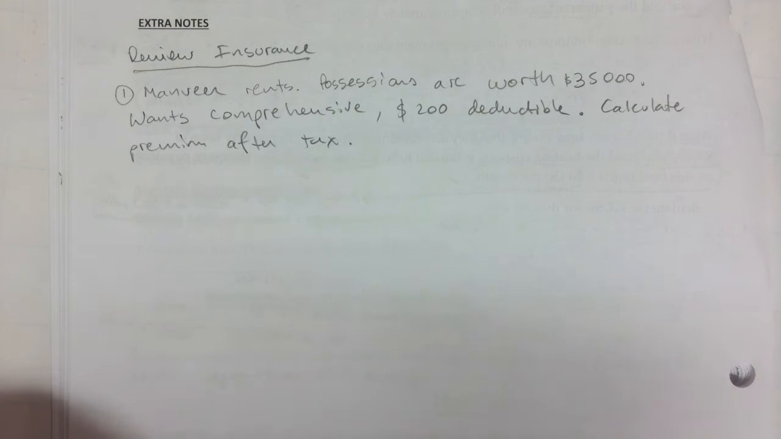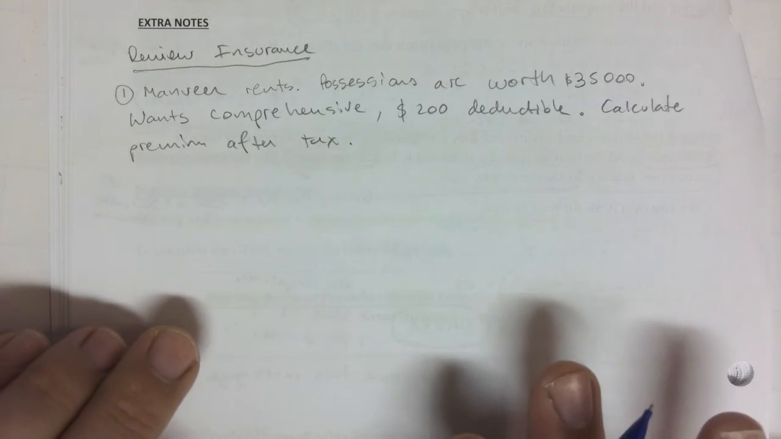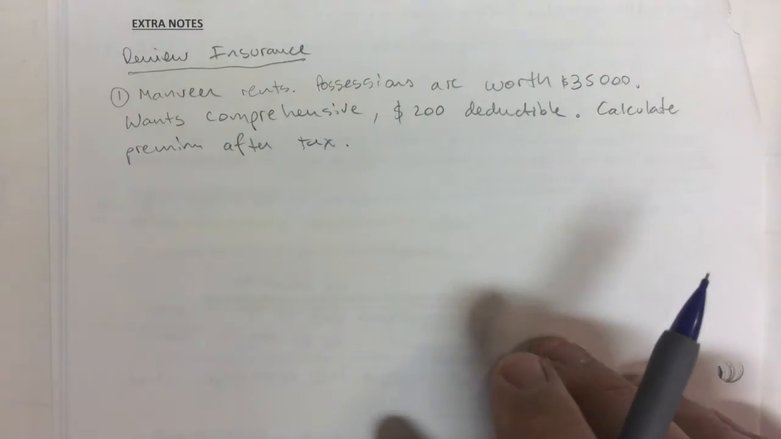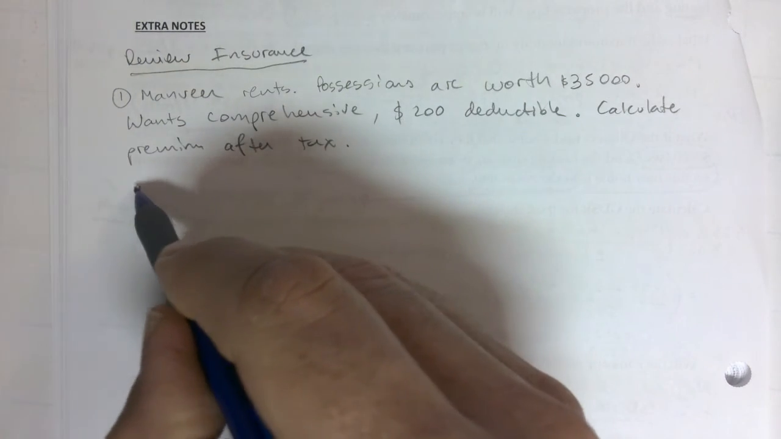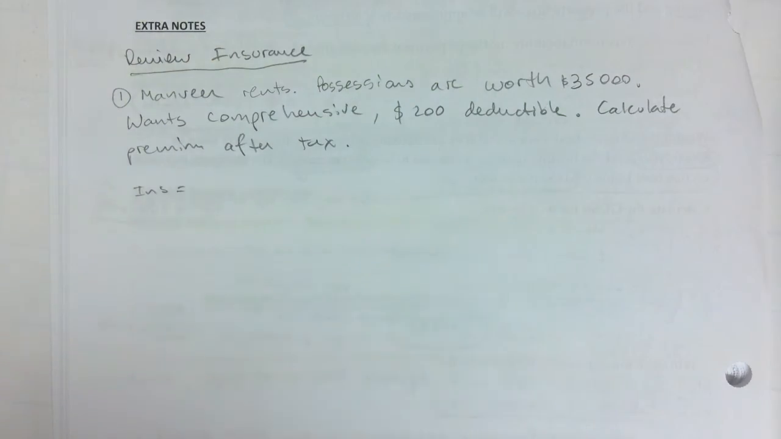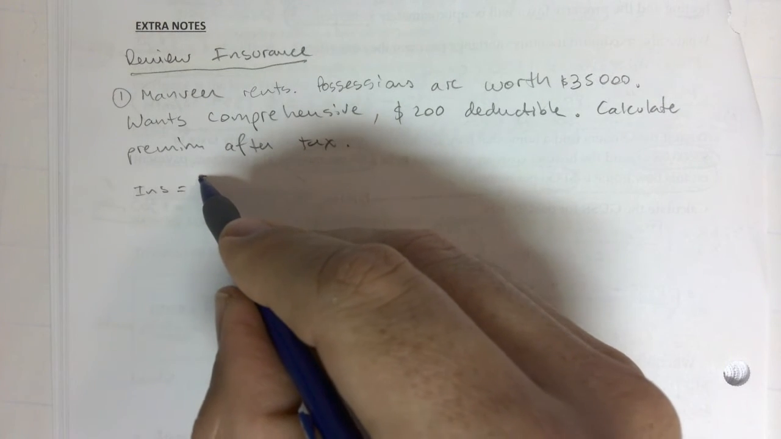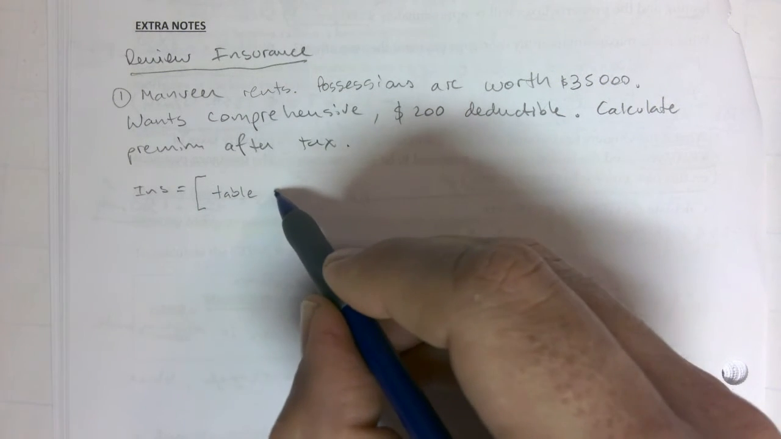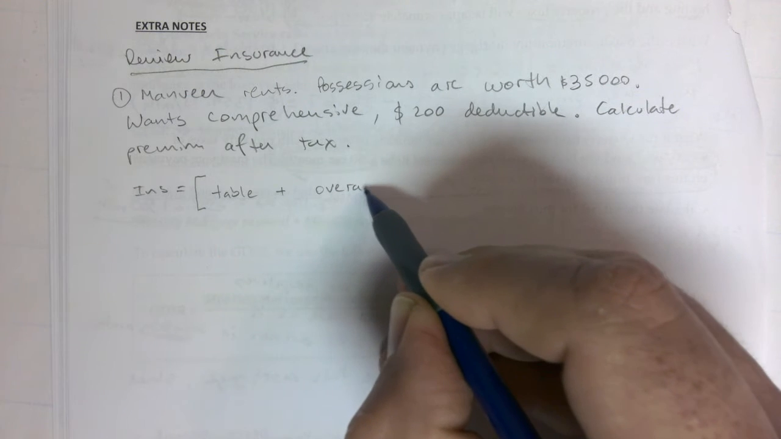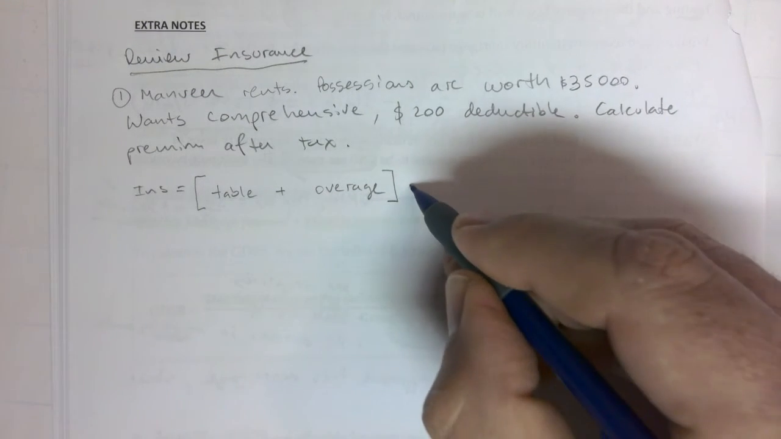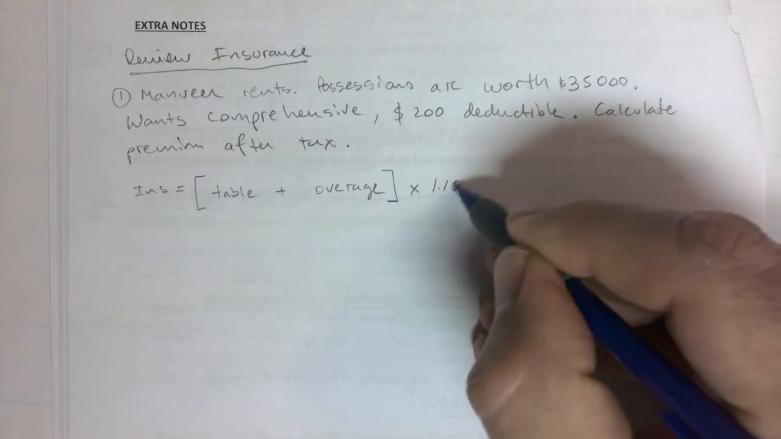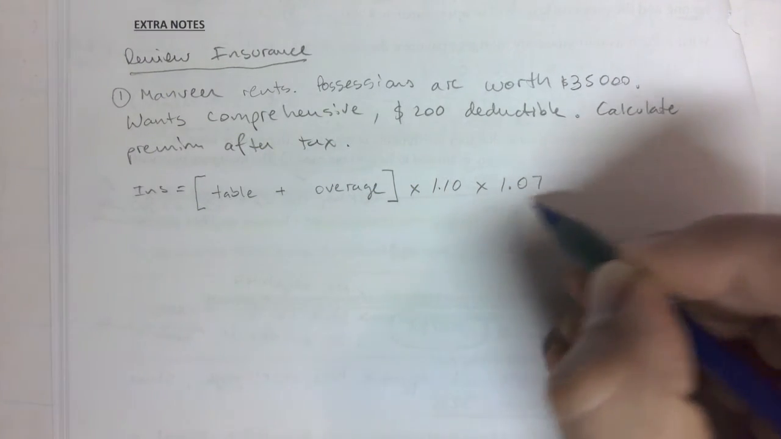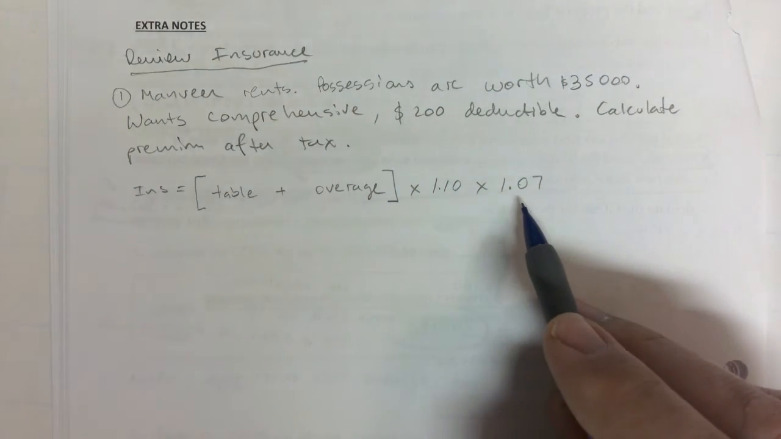So write that down. This is on page 34 in case you need a blank page. And so we have the insurance formula, okay? This is the one that has all components in it. And I use square brackets, right? It's table plus overage, multiplied by 1.10 if you want a $200 deductible, and times 1.07 if taxes are included, because it's only 7% PST on that.